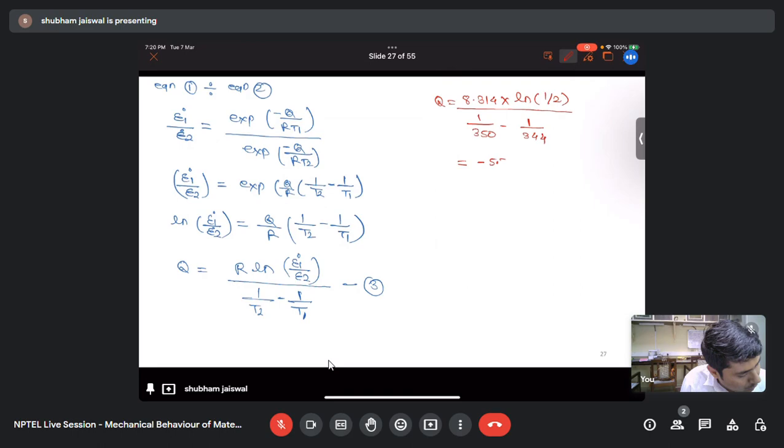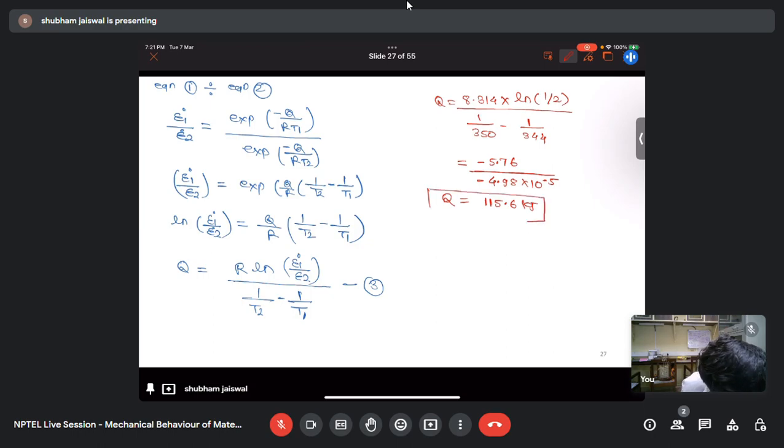so it will be around minus 5.76, and the denominator term, that is 1/350 − 1/344, will be around minus 4.98 into 10 to the power minus 5. So this should be equal to 5.76 divided by 4.98 into 10 to the power minus 5. So it should be around 115.6 kilojoule. So this is our answer.